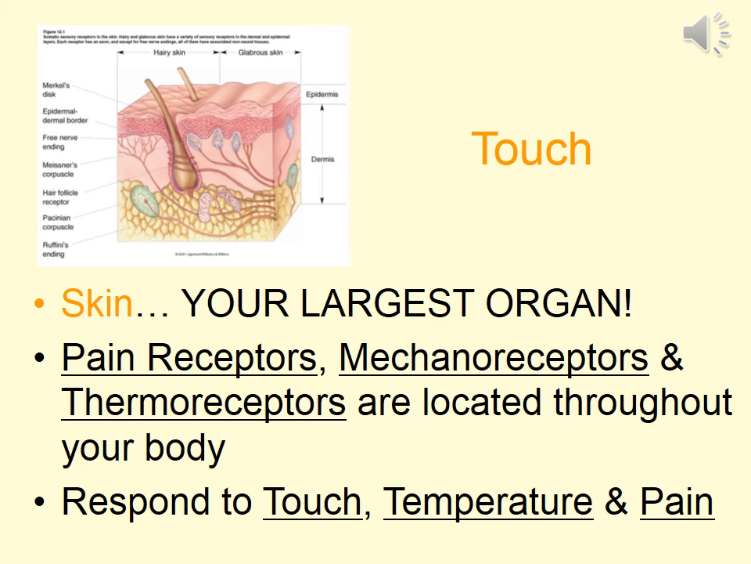Okay, the next sense is touch. Skin, your largest organ. Your skin is actually an organ. It's the largest one you have throughout your body. It has pain receptors, mechanoreceptors, and thermoreceptors throughout the skin. It basically puts all of those receptors all over your body, and it responds to touch, temperature, and pain. We're very familiar with our skin.